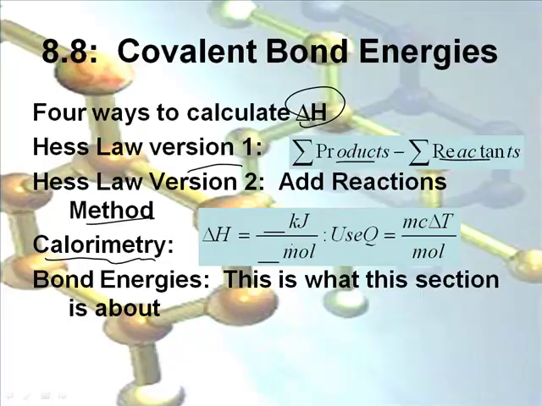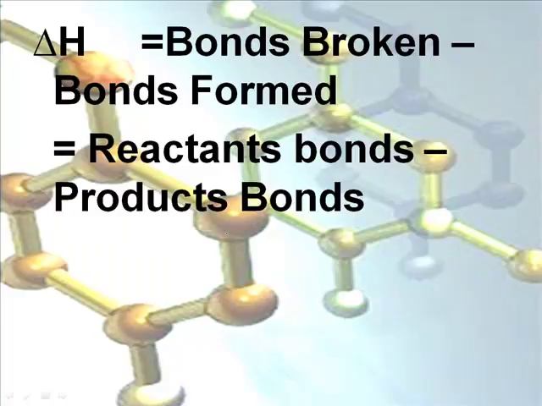Remember delta H will be kilojoules divided by moles, where you do Q equals MC delta T, and then you do your moles. And I've always said that there's always one more method. And that method is called bond energies. Here it is. Today you're going to learn how to use bond energies to find delta H. And here's the key equation.